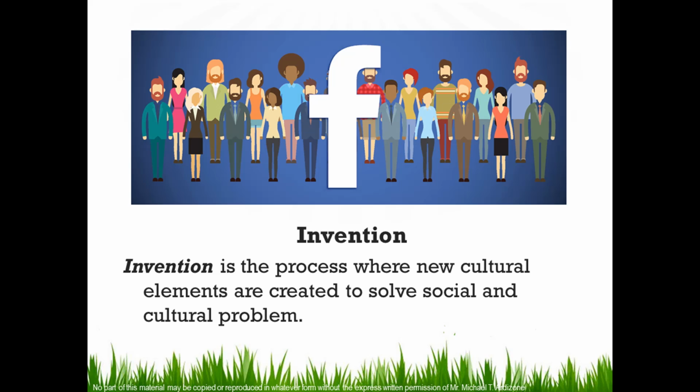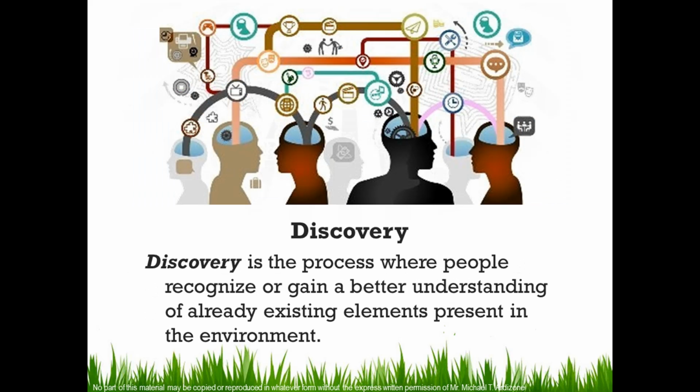Invention is the process where new cultural elements are created to solve social and cultural problems. The third and last mechanism of change is called discovery. Discovery is the process where people recognize or gain a better understanding of already existing elements present in the environment. For example, when early explorers began to explore the ocean, they discovered that the Earth wasn't flat, but rather was round.